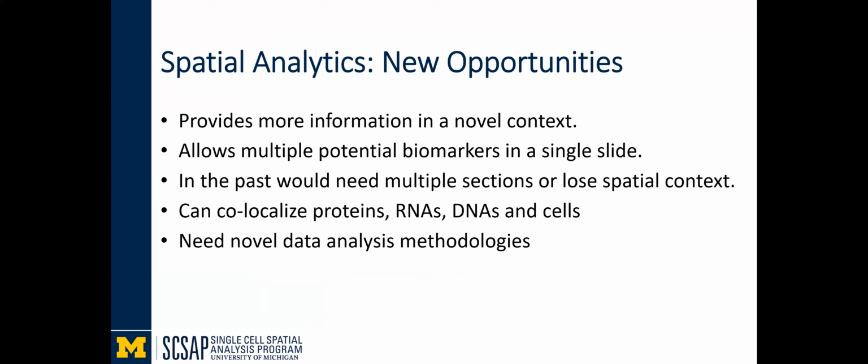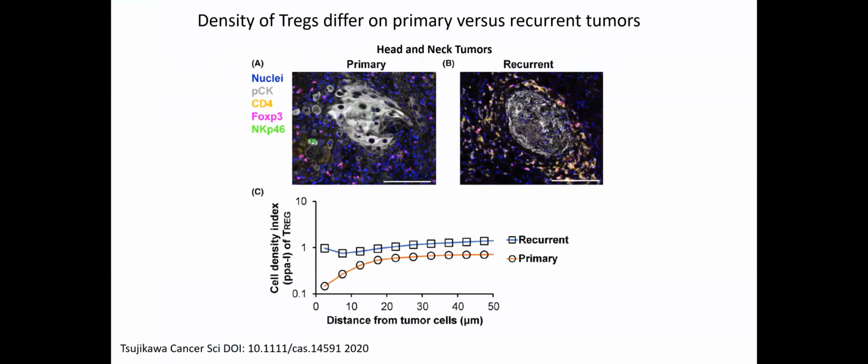This is very important, particularly for rare samples that can be a challenge. We can co-localize proteins, RNAs, DNAs, and cells. And finally, a challenge that's really coming up and an opportunity is the need to develop new data analytic methodologies. We're getting terabytes of data from even one individual experiment, and being able to handle this data and the amount of samples, tissues is a new frontier.